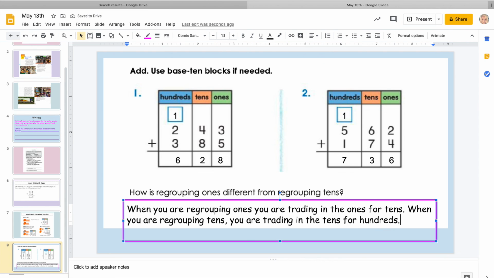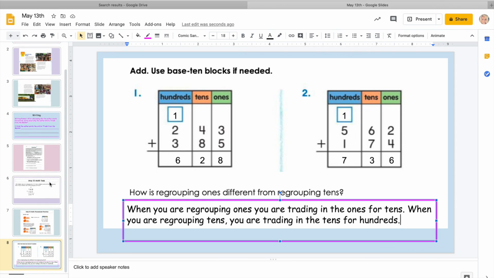It's just regrouping is still the same. Whenever you get 10 or more, you're going to regroup. But when you are regrouping the ones column, you're trading in those ones for tens. And then when you're regrouping the tens column, you are actually trading in those 10 tens for 100. That is all for today.